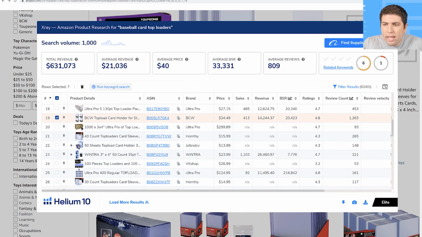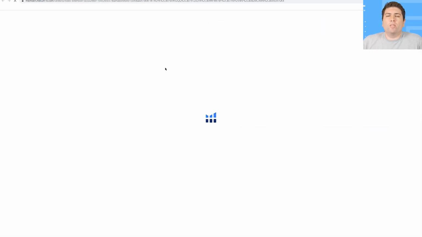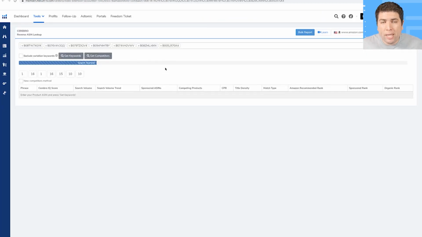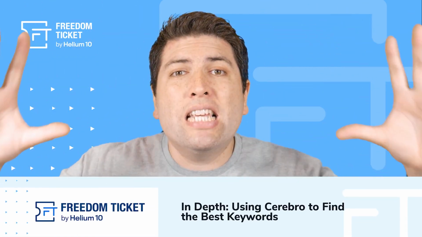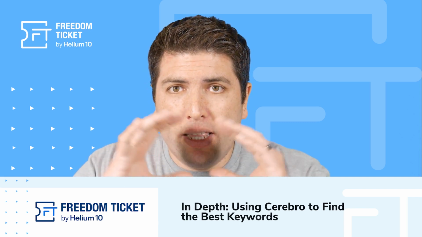Let's go ahead and hit run keyword search, and it's going to open up Cerebro. What this is doing is finding me any keywords that any one of these 7 products are ranking for, either organically or in sponsored. The principle of finding the top 10, 15 keywords for the niche overall, the method of doing that is very similar to how I did the single one. I'm going to narrow it down. However, there are some differences here, and I'm going to show you that now.